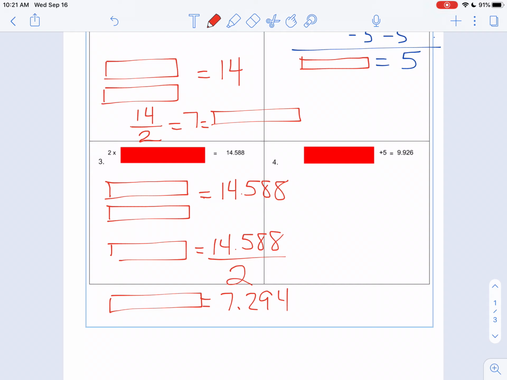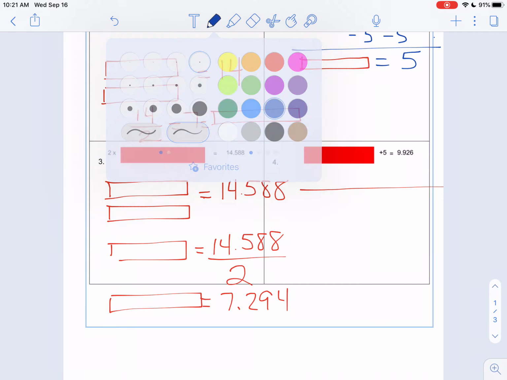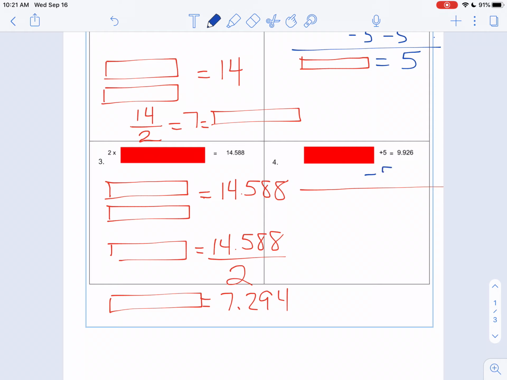So number 4 is the same kind of question as number 2. We can subtract 5 from both sides because we have add 5 on the left-hand side. So we take away 5 from both sides. Or you can think of 5 red tiles, and we need to add 5 blue tiles to make 0. We're using that 0 principle. So 1 red bar plus 0 is going to equal an answer of 4.926. Again, you could guess starting with 5. 5 plus 5 is 10.